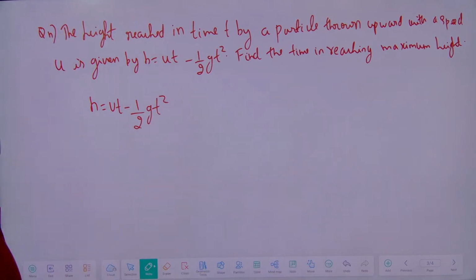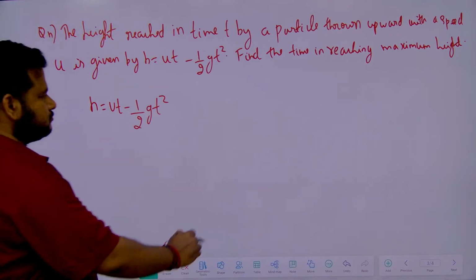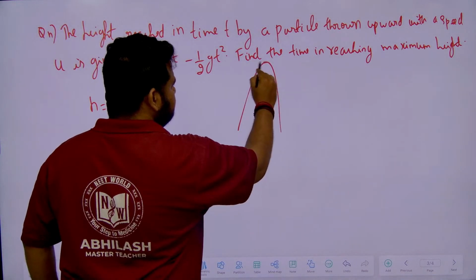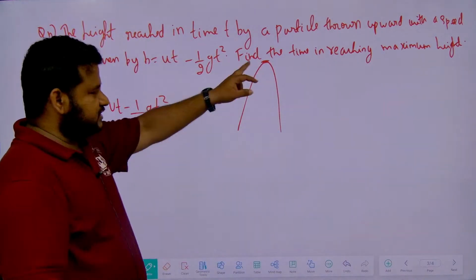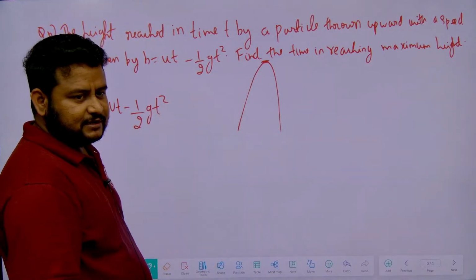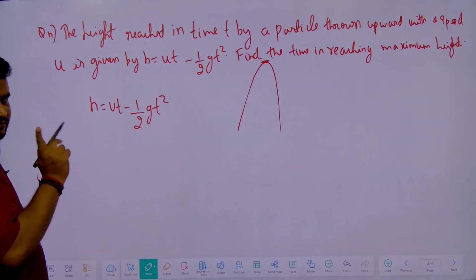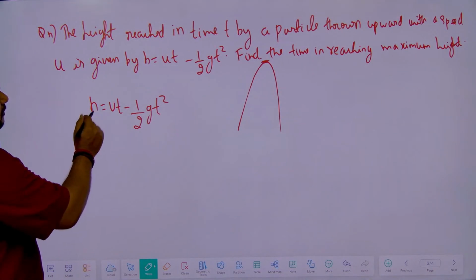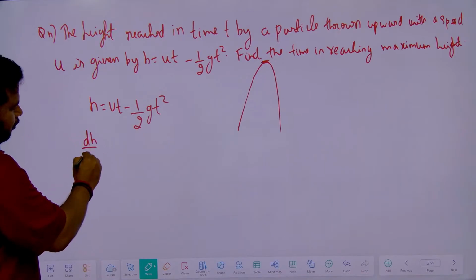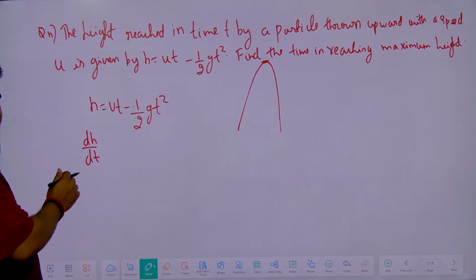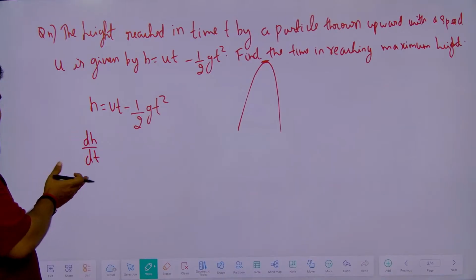Now listen carefully. It will reach the maximum height at which point? When it is at the top. The ball is thrown upwards, it will reach the maximum height at this point. So first we will find the first order derivative, as I told you. We do dh by dt. Always dh by dt you will do for maximum height or minimum height, whatever it is.